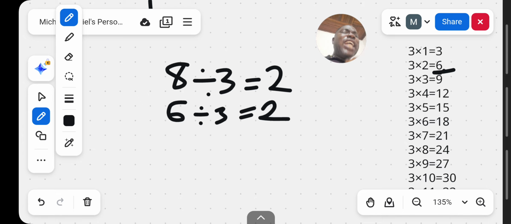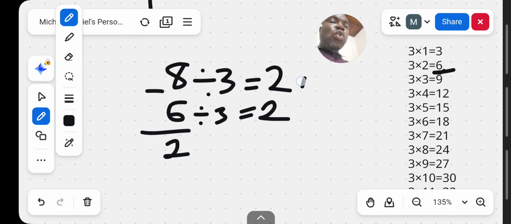How do we get it? We subtract. We subtract this 6 from 8. When you subtract, you get 8 minus 6 is 2. That means 8 divided by 3 is 2 remaining 2. Right? Let's do some more examples.